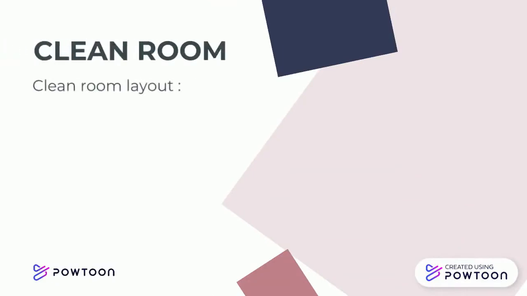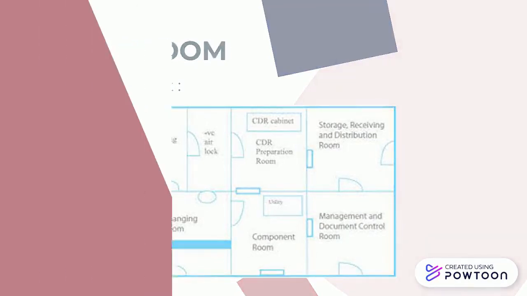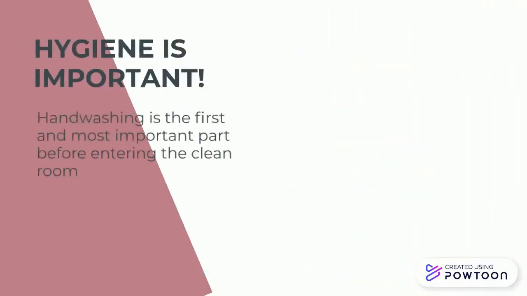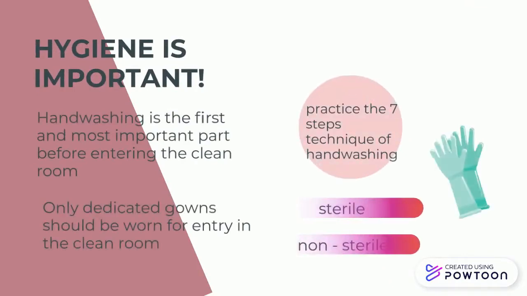These are the clean room layout, which consists of gowning room, CDR preparation room, storage receiving and distribution room, management and document control room, component room, and changing room. Make sure to wash your hand using the 7 steps technique of hand washing and wear only dedicated gowns, which are sterile gown and non-sterile gown.